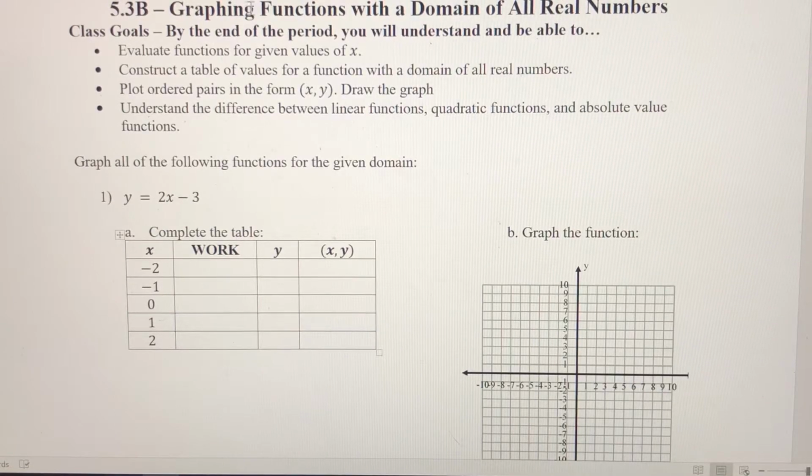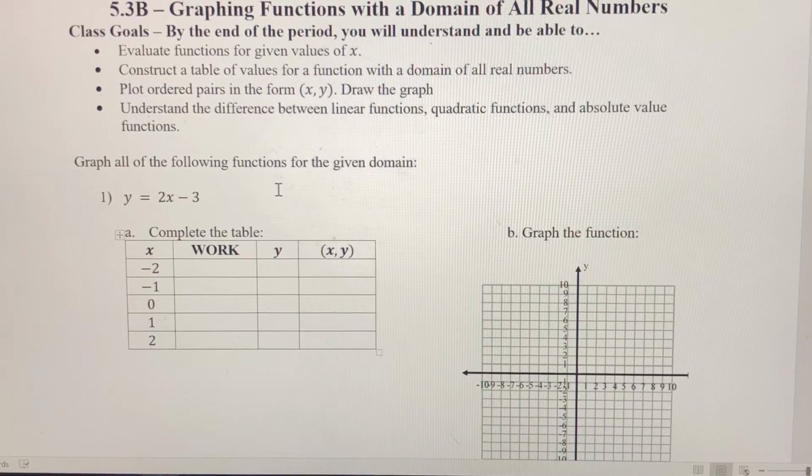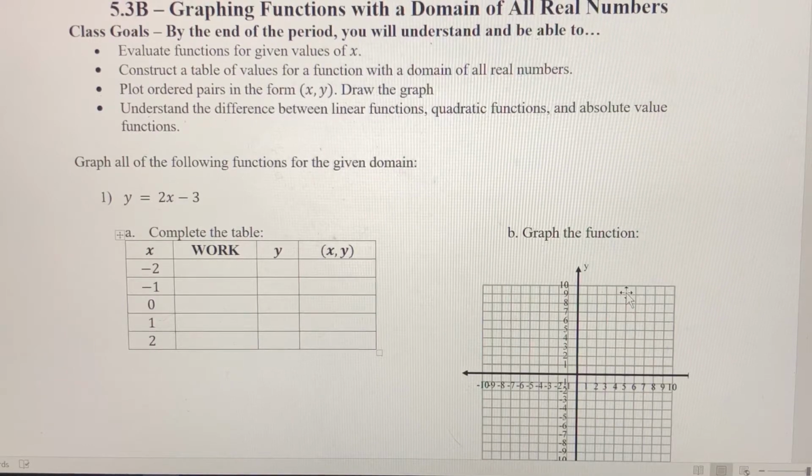Alright, so in this video we're going to be graphing functions with a domain of all real numbers. In the previous set of notes there was a specific domain that was given to us that we had to use, and the graph of those functions was just a scatter plot. When we graph the functions in this video and a few more, you're going to have a continuous graph. The graph's going to be going forever. We're going to connect all the dots, and it's going to be a continuous graph.